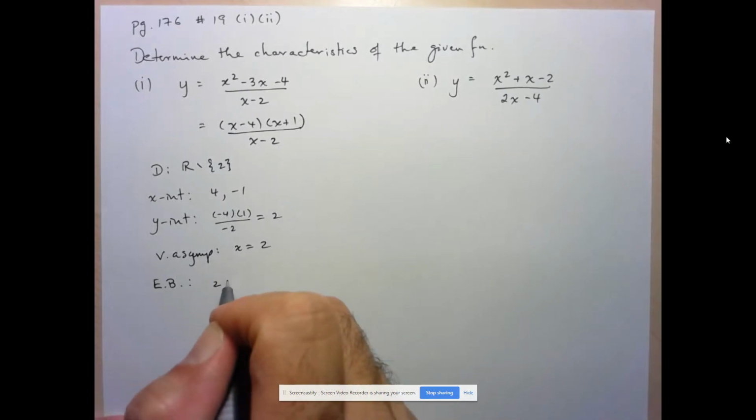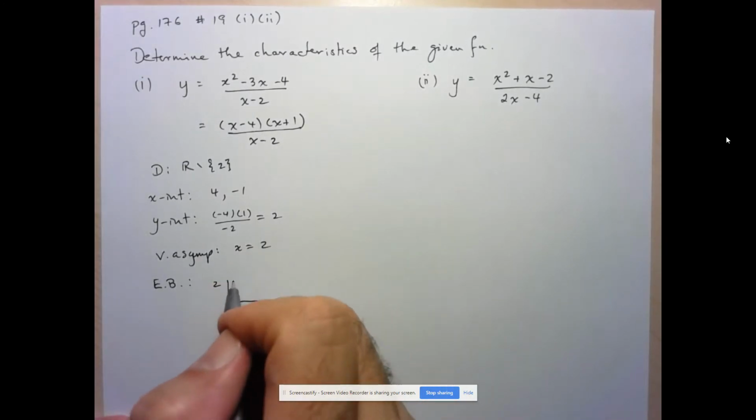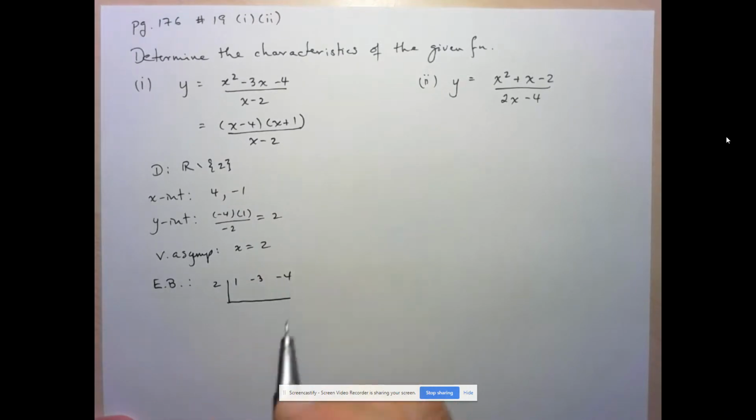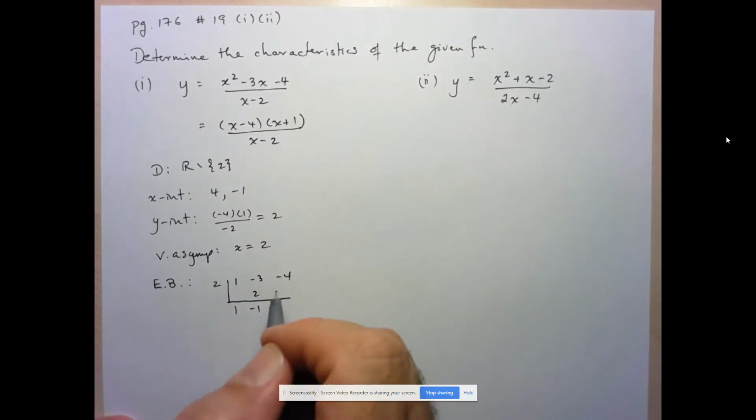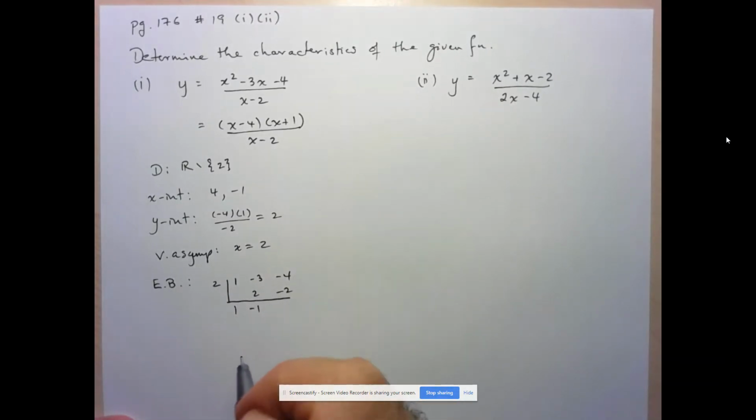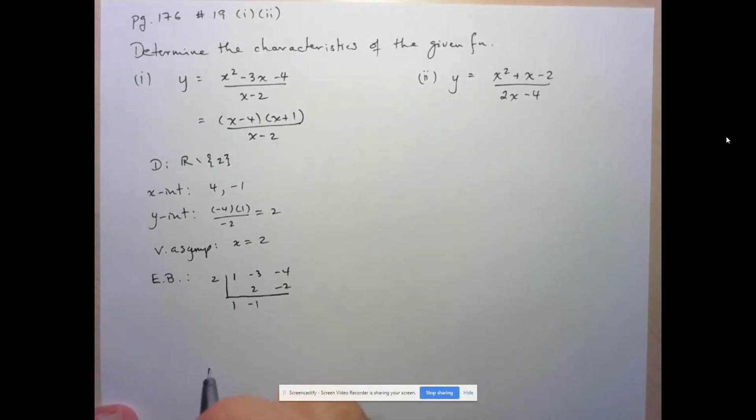So 2 is going to represent my x minus 2, and then I have 1, negative 3, negative 4, my coefficients. So 1, that's going to be 2, negative 3 plus 2 is negative 1, negative 2. I don't actually care about the remainder here because I know that term is going to be approaching 0. All I care about is the quotient. So my end behavior is going to be an oblique asymptote of y equals x minus 1. As x goes to positive infinity, it's going to approach the line y equals x minus 1, and as x goes to negative infinity, it's also going to approach the line y equals x minus 1.